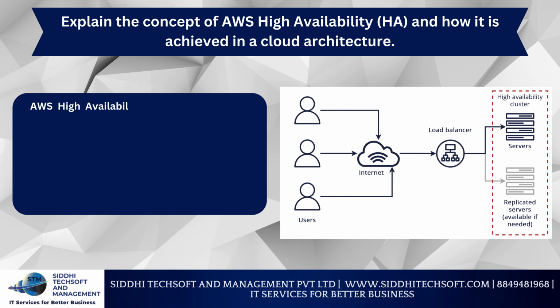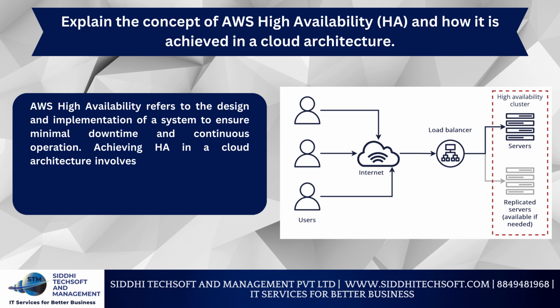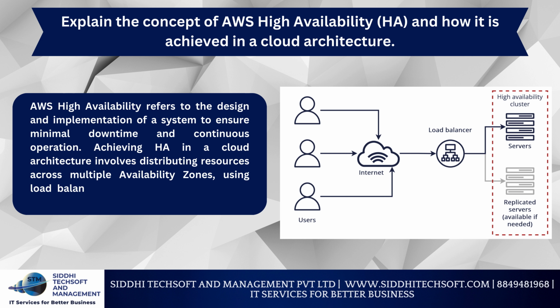Explain the concept of AWS high availability and how it is achieved in a cloud architecture. AWS high availability refers to the design and implementation of a system to ensure minimal downtime and continuous operation. Achieving high availability in a cloud architecture involves distributing resources across multiple availability zones, using load balancing, and implementing failover mechanisms for improved resilience.